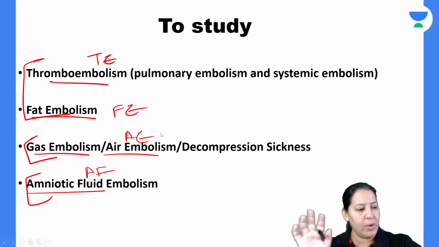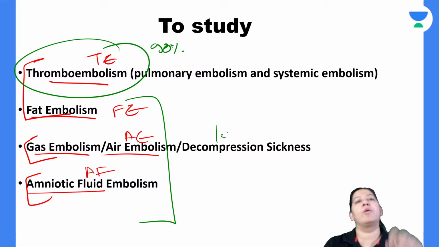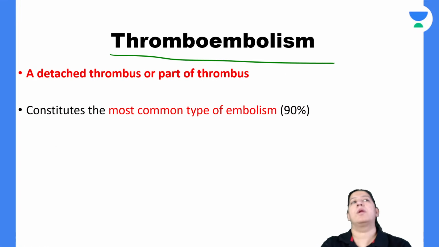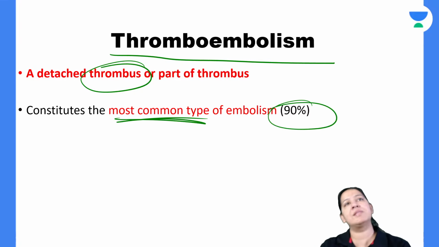So the first one I am starting is the thromboembolus. 90% of the time it's a thromboembolus. It is the most common embolus. Rest all are only 10%. Right? So the most common embolus is a thromboembolus. It is a detached thrombus. Once the thrombus gets detached, it is a thromboembolus.